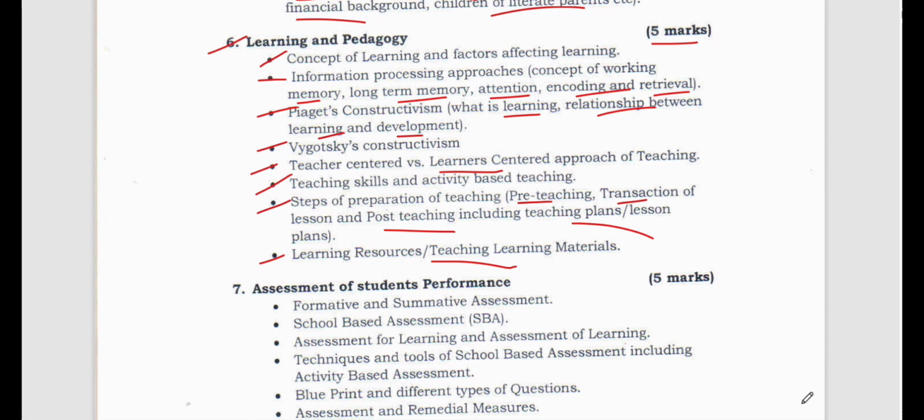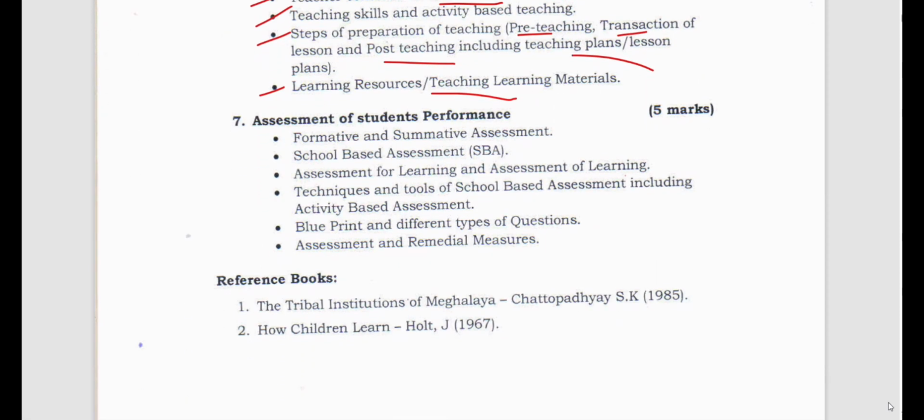Let's go to the last unit. I suppose this is the last unit. Yes, this is the last unit. So it will be for 5 marks again. So, assessment of students' performance.